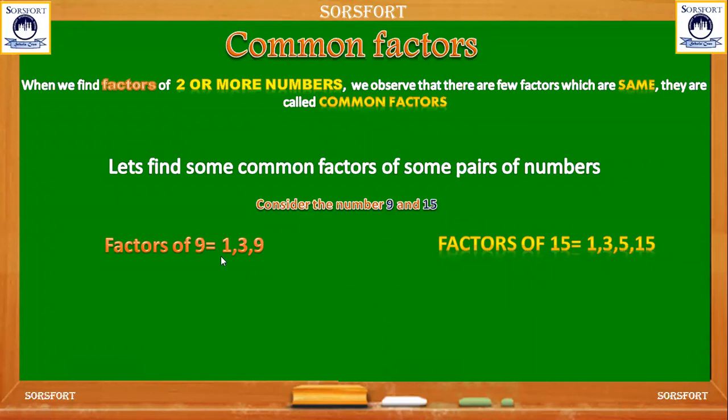Now from these two sets of factors, let us find what is common. See, here is 1, here is also 1. So 1 is common. Here is 3, here is also 3. Any other number the same? No. So 1 and 3 are the common factors of 9 and 15.